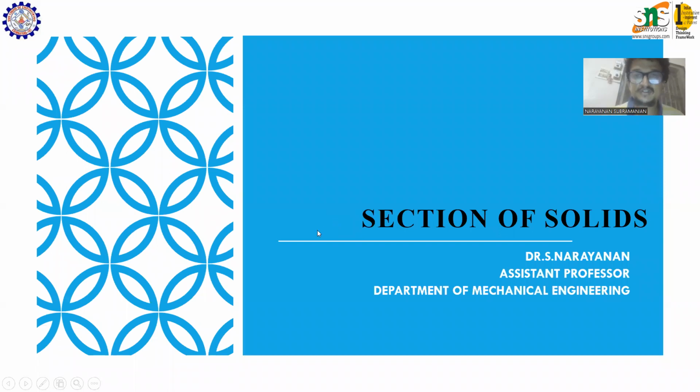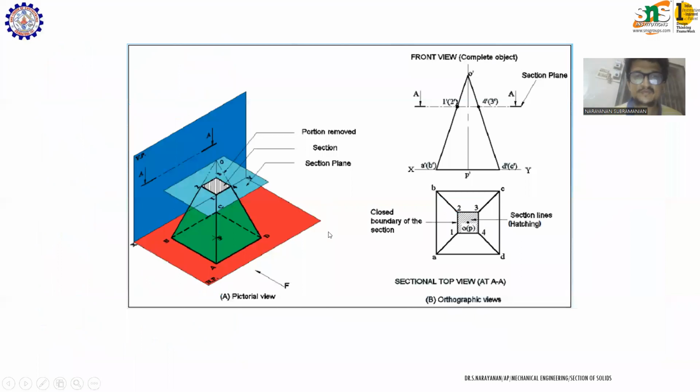So what is section of solids? You have two types of solids, that is, one is a prism and another is a pyramid. Section of solids is nothing but cutting a solid with a section plane. Here you can see we are having a pyramid, that is a square pyramid, cut with a cutting plane which is perpendicular to VP and parallel to HP. So this is a type of section of solid. The plane which is used for cutting the solid is called a section plane, right?